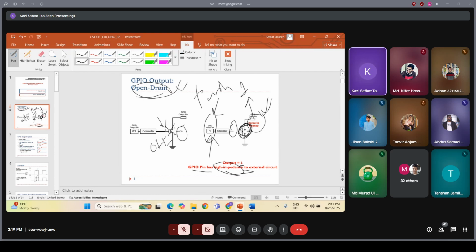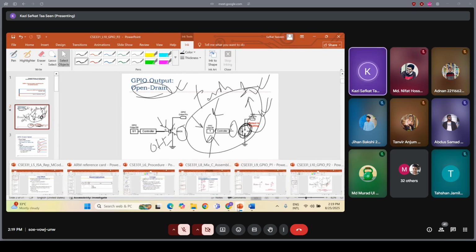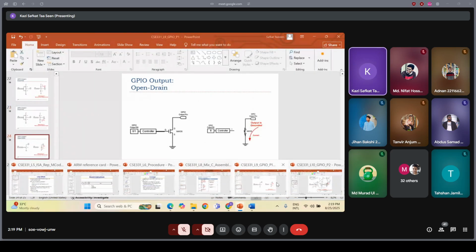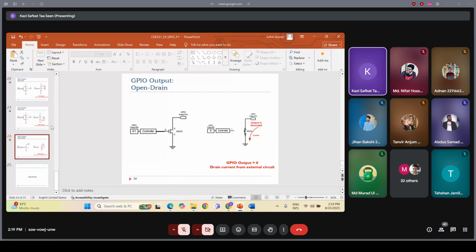So for this kind of scenario, push pull is applicable or preferred. You can see that this pin offers a high impedance to the external circuit whenever the output bit has a value of 1. That's basically the motivation of using push pull instead of open drain.